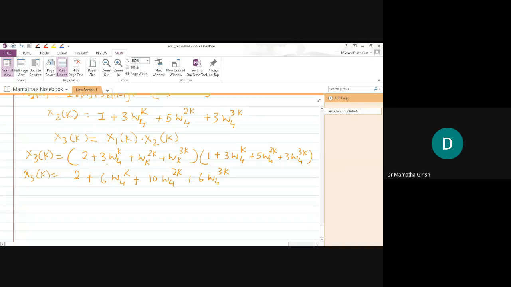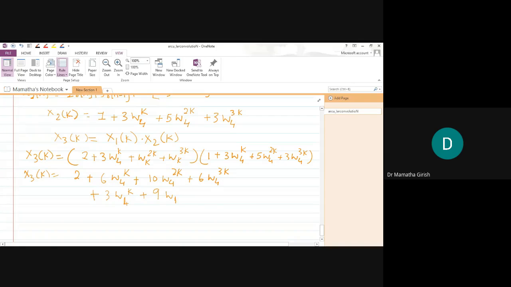Next, I'll take the second term in the first bracket and multiply it with all the terms in the second bracket. The first term, 3 into 1, is 3. Please check the coefficients. I'll write the corresponding coefficients beneath. 3 into 1 is 3, so 3 times w4 to the power of k. Next, 3 into 3 is 9.